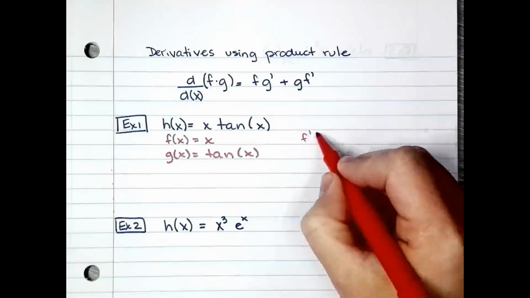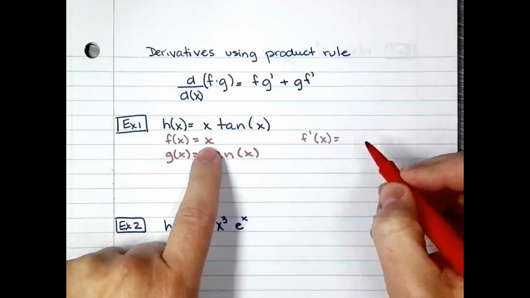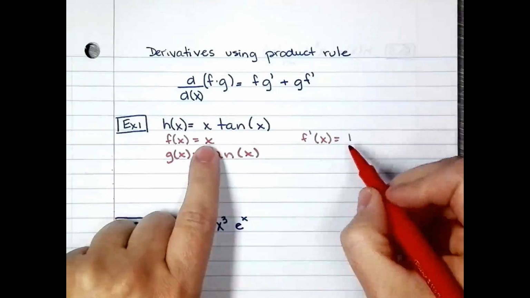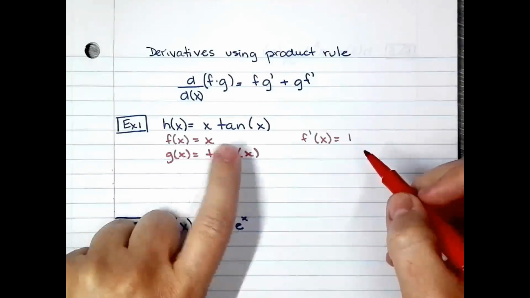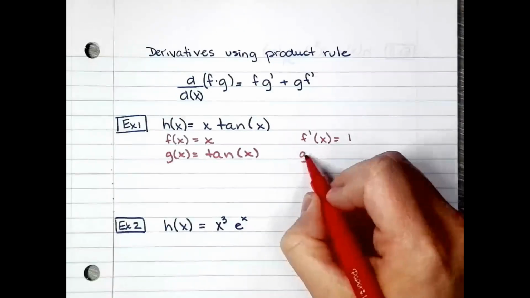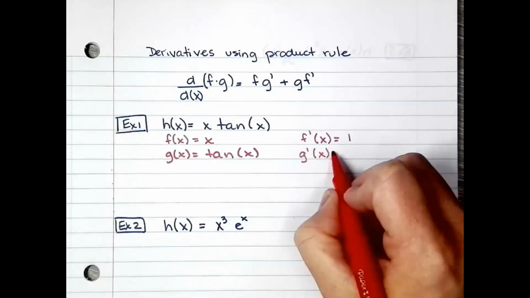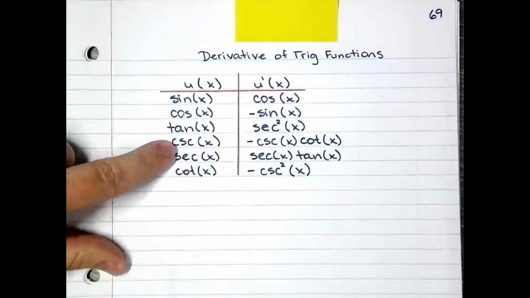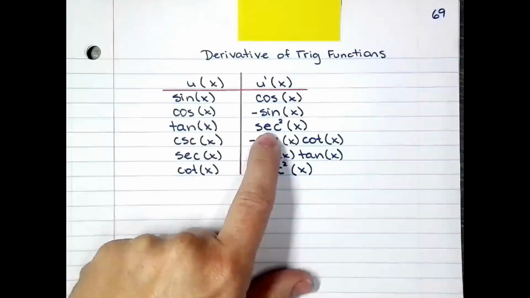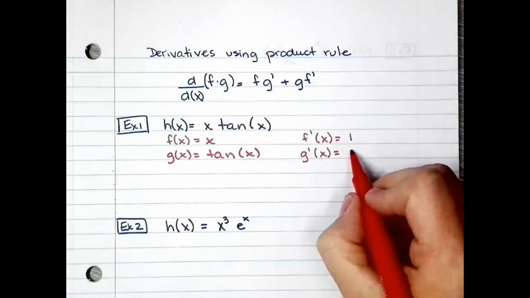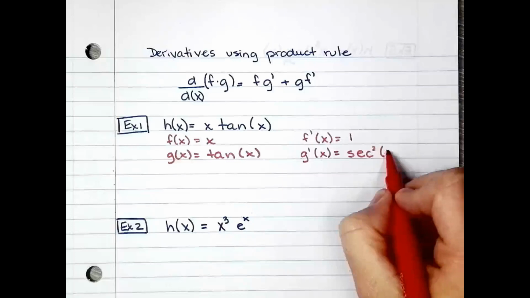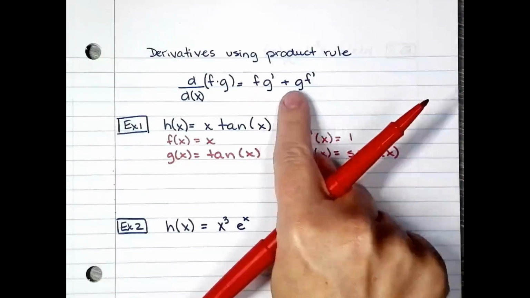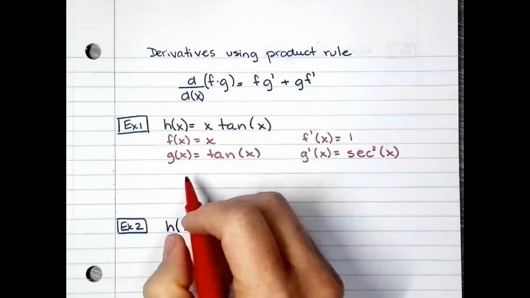So f prime, or the derivative of x function right here, is 1. Remember that the derivative of a linear function is always the slope, so the slope of just x is just 1. All right. The derivative of tangent is right there, secant squared. Secant squared. All right. Now we can start and we're going to apply those rules right there.